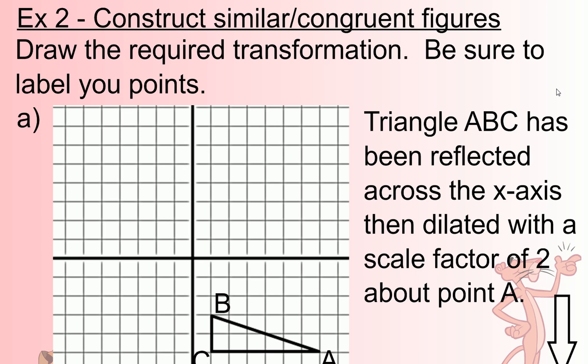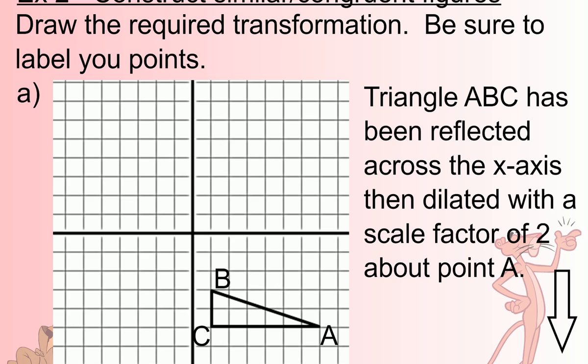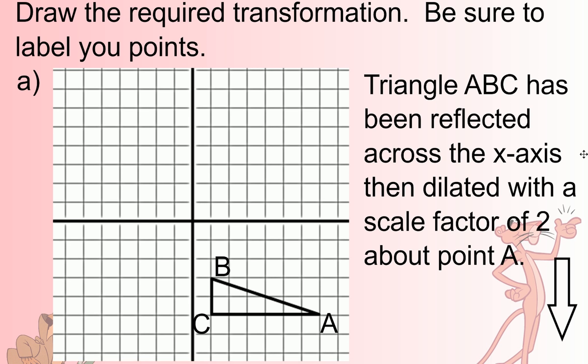Okay. So example 2. It says construct similar or congruent figures. The directions say to draw the required transformations. Be sure to label your points. Alright. Directions say triangle ABC has been reflected across the x-axis, then dilated with a scale factor of 2 about point A. Alright. So we need to make that figure.